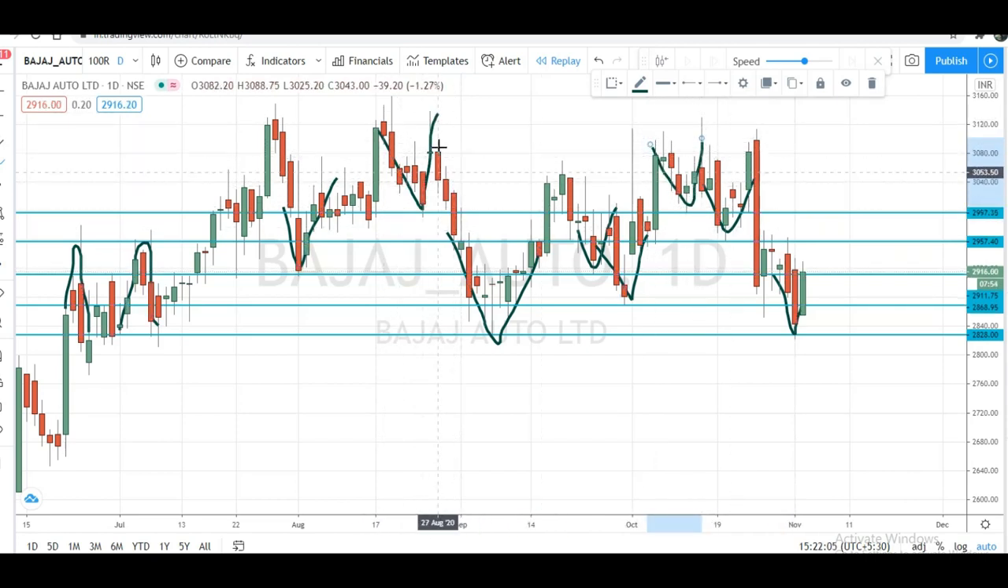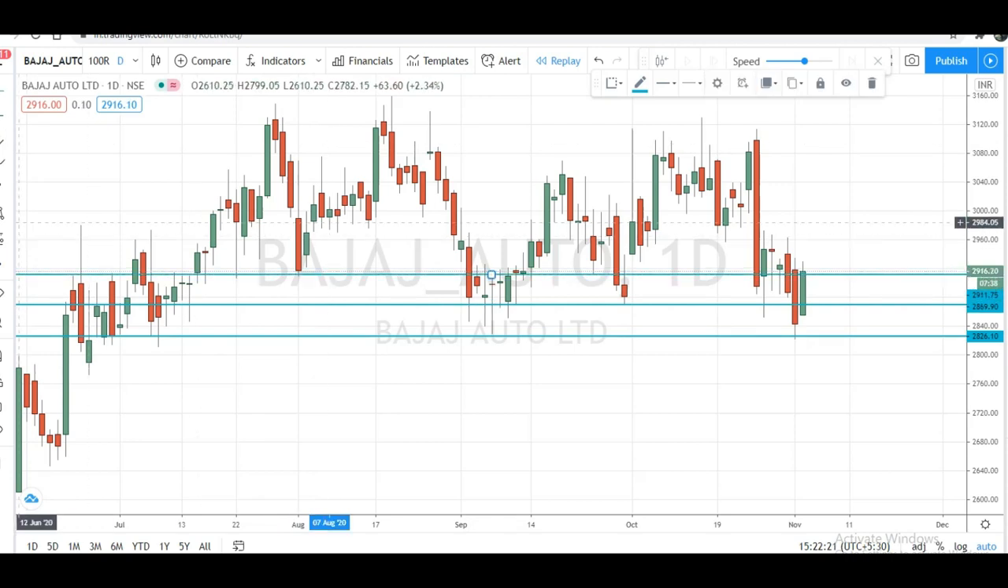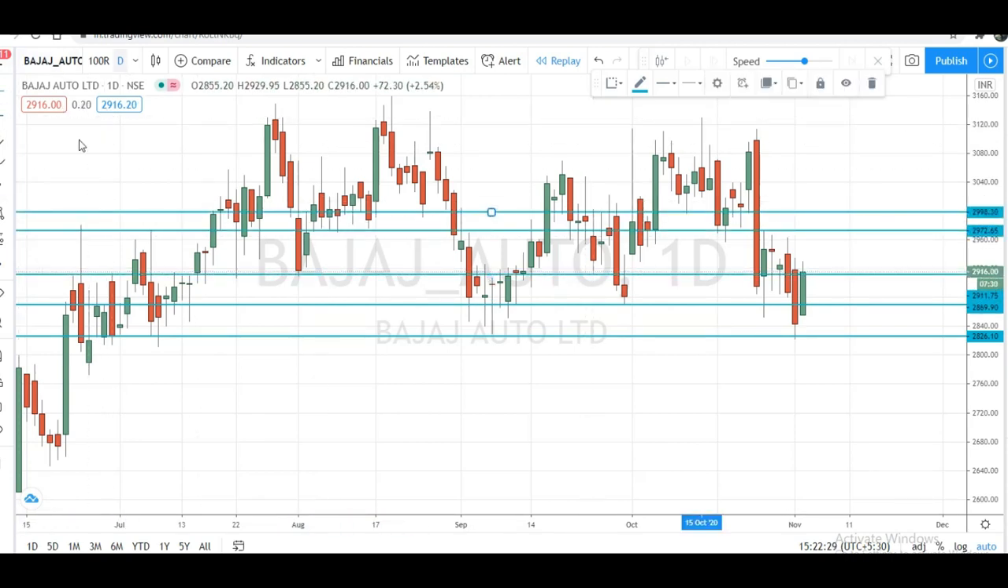Now let me remove all these drawings and draw again so that it will be easy for you to understand. This was one support, this is the second one, the third, this is the fourth one, fifth support. Now these are the key supports I have identified on Bajaj Auto. Now let's check out Nifty and Bank Nifty as well.